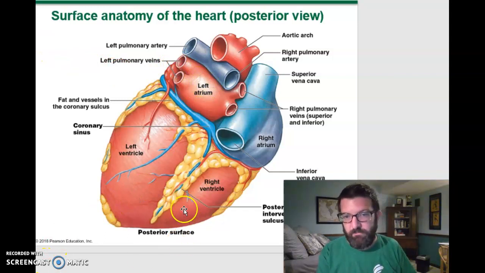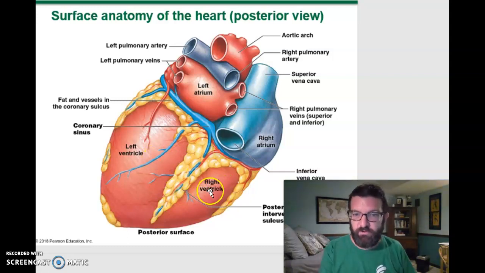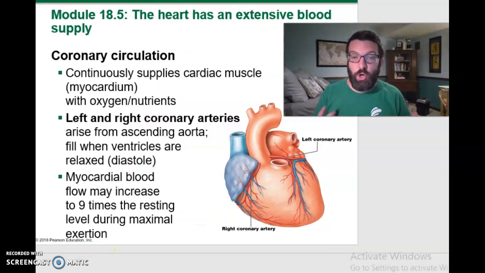You also have another interventricular sulcus back here, filled with fat and blood vessels. Again, between the left and right ventricle, interventricular, but this one is the posterior interventricular sulcus. Your heart is made of living tissue, just like the rest of your body.